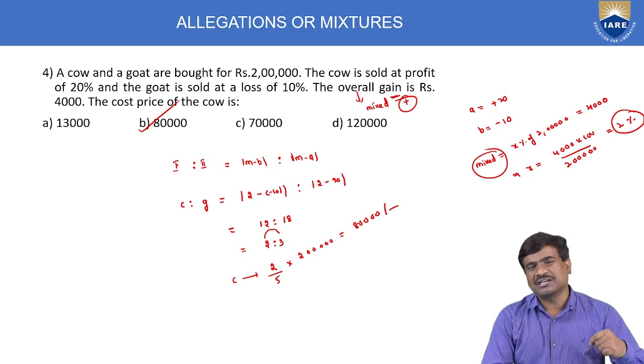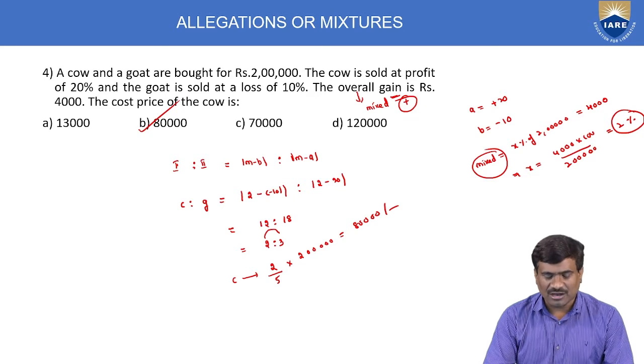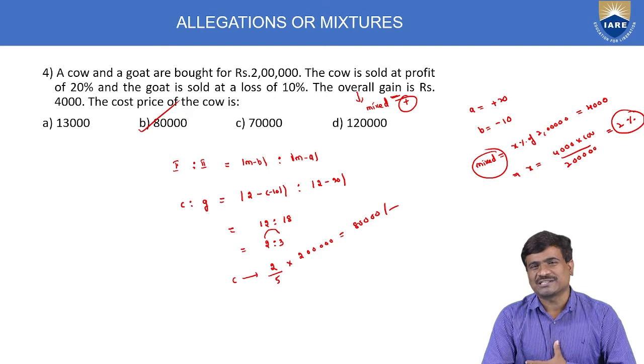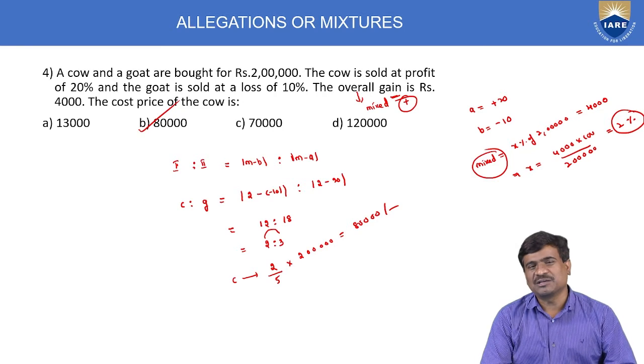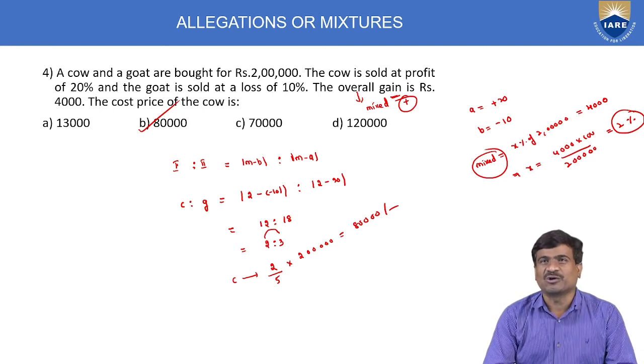Next, profit indicates the plus operator and loss indicates the minus operator. Then apply the allegation principle. Cow is to goat is equal to 2 is to 3. Find the cost price of the cow. Similarly, the cost price of the goat is equal to 3 by 5 into 2 lakhs, which is equal to 1,20,000. 1,20,000 is the goat's cost price and 80,000 is the cow's cost price. Here we calculate only the cow. That answer is option B only is correct.